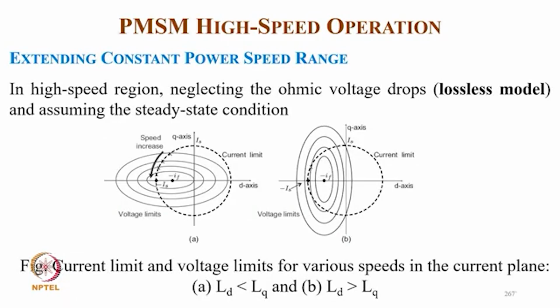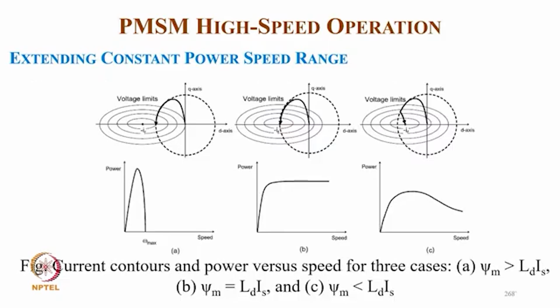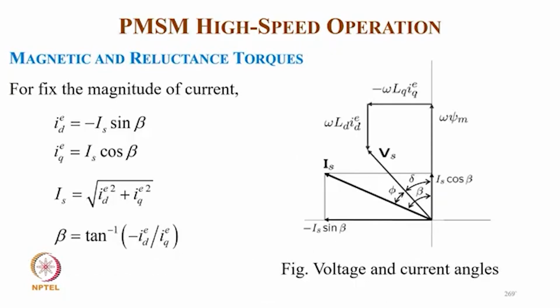So in the high-speed region, neglecting the ohmic voltage drop, the lossless model and assuming steady state operating condition, you can see the current limit and voltage limit at various speeds in the current plane when LD is less than LQ. And these are the constant current and power loci in three cases: phi m is greater than LD IS, phi m equal to LD IS, and the third case where phi m is less than LD IS. So corresponding power and speed characteristics, and then the voltage limit and current limit.